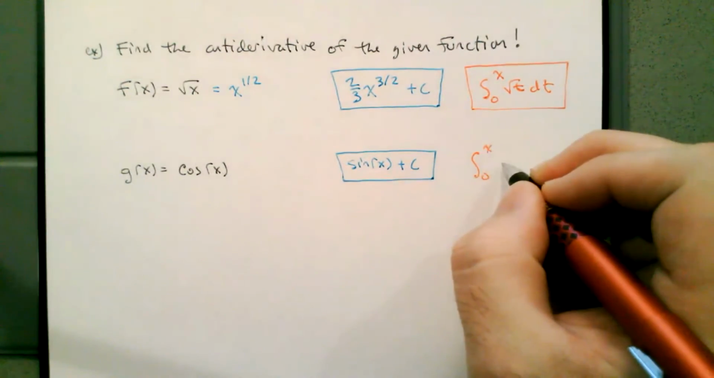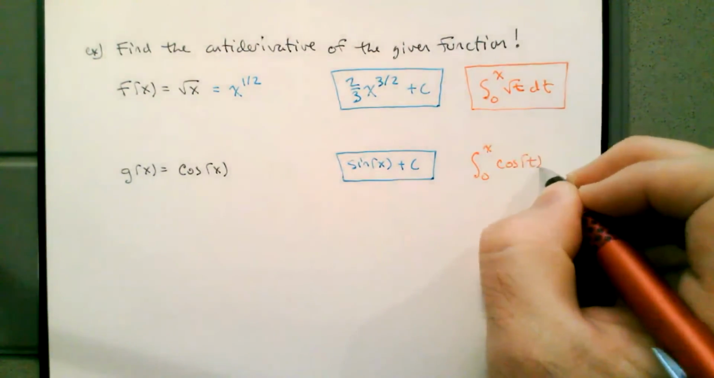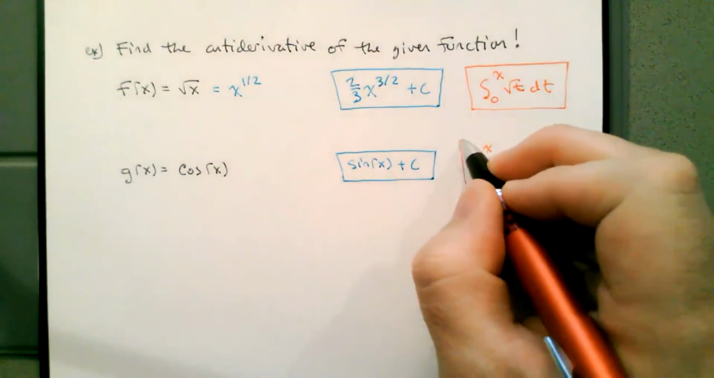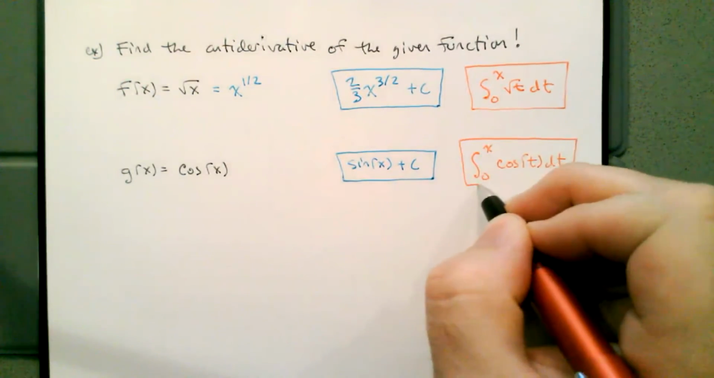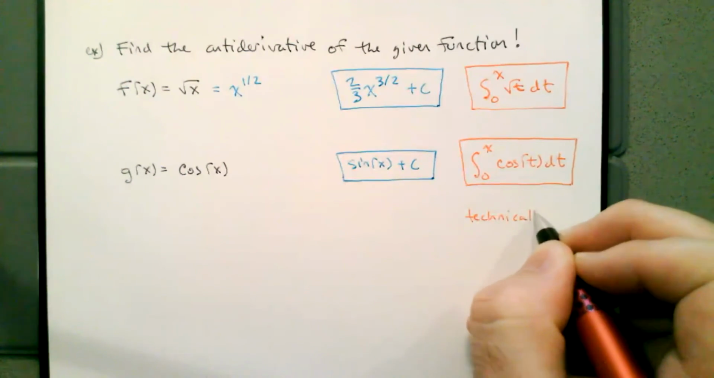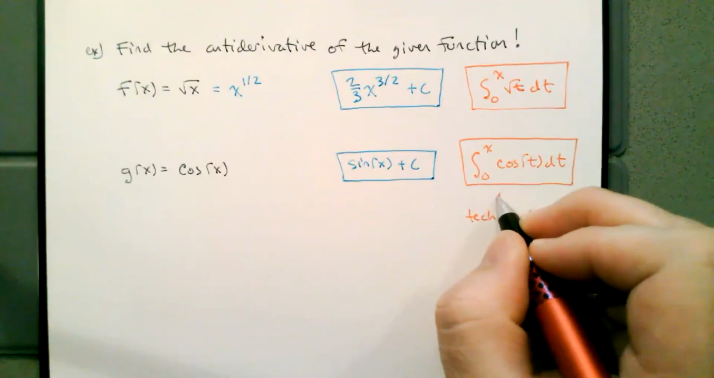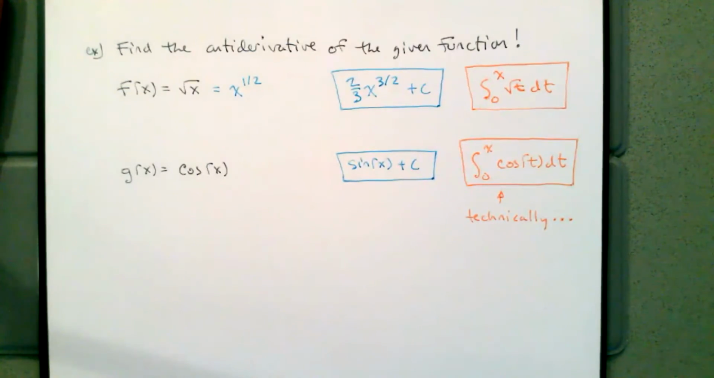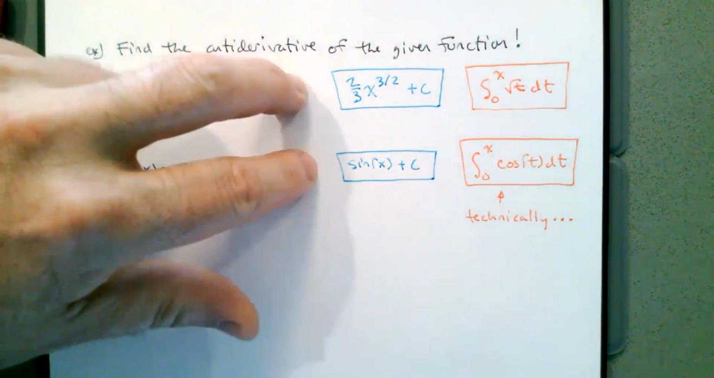But technically, those are antiderivatives of root of x and cosine of x, respectively. But then if we just talked about how to find antiderivatives, and I asked you to find some antiderivatives, you know what I meant.